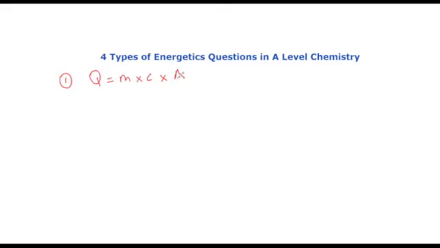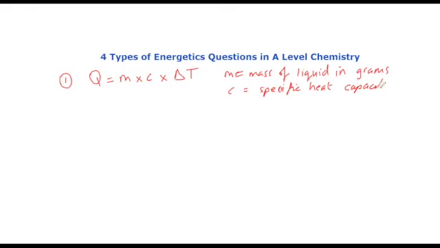So the first type of question is the Q equals mc delta T, where m is the mass of the liquid. If it's water, it's usually given in centimeters cubed, so you convert it. C is the specific heat capacity, which is given to you. And delta T is the temperature change in kelvins.